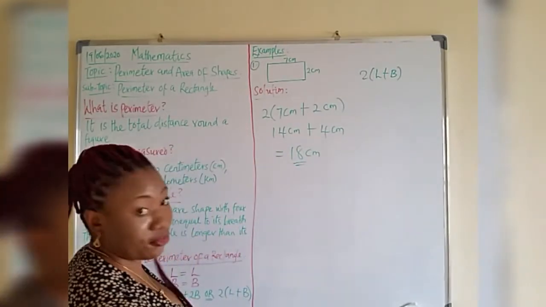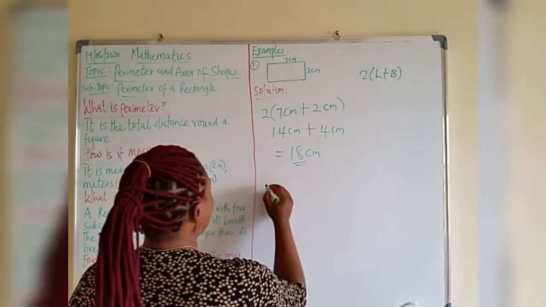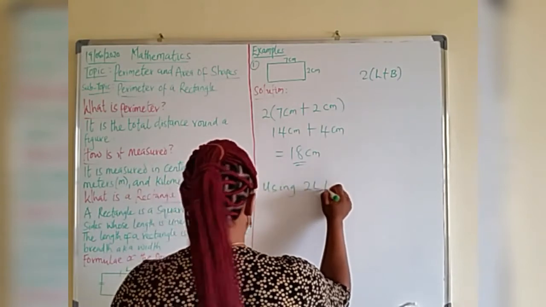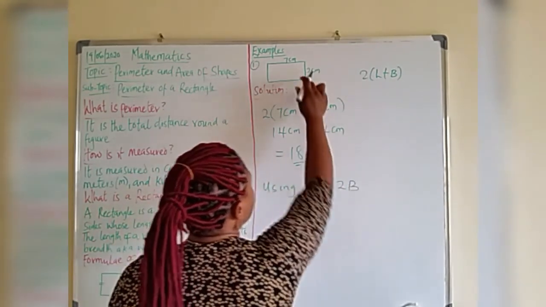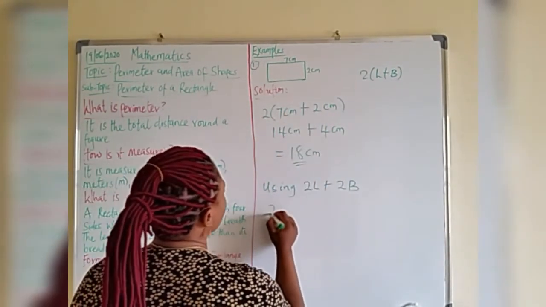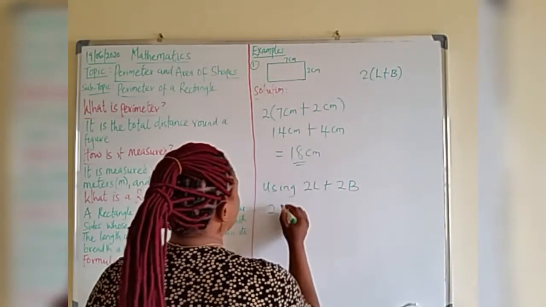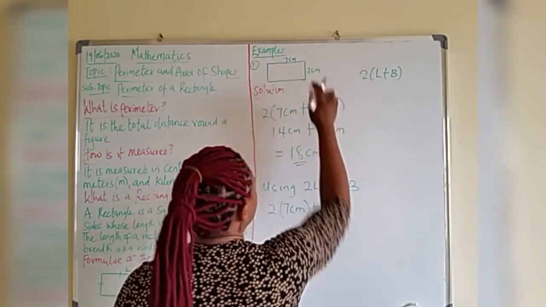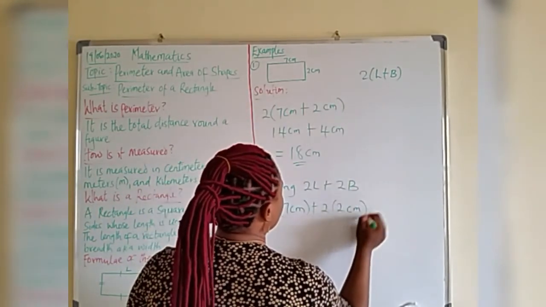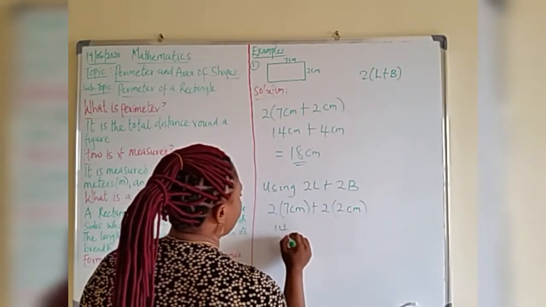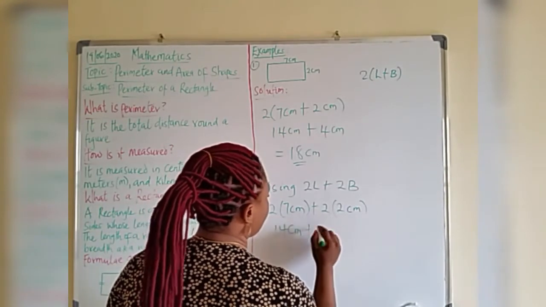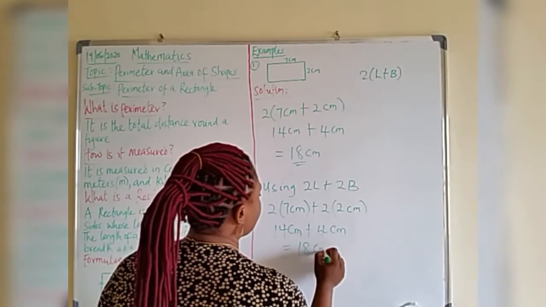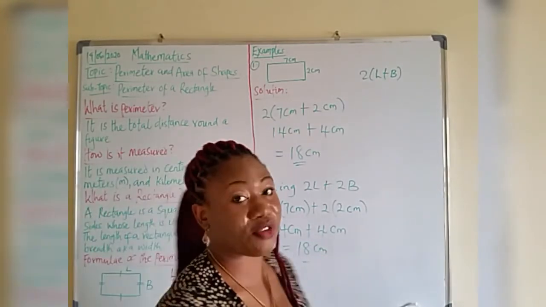If you decide to use the other formula too, let's try it. Using the 2L plus 2B, for this same example, we have 2 into bracket L is what? 7 centimeters plus 2 into bracket B is what? 2 centimeters. So 2 times 7 is what? 14 centimeters plus 2 times 2 is what? 4 centimeters. What does that give you all together? 18 centimeters.